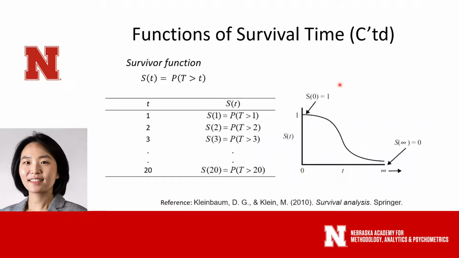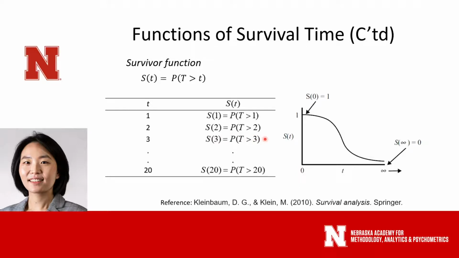So the next one is survivor probability. It's typically denoted as a capital letter S(t), and you can interpret this as the probability of observing an event given time point t. Let me give you an example here.